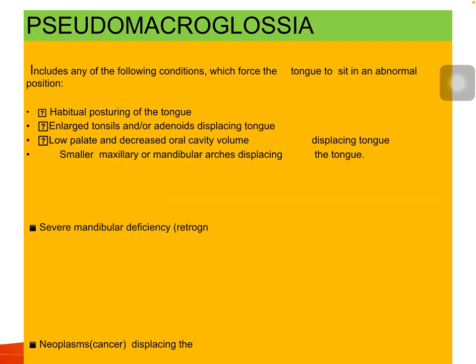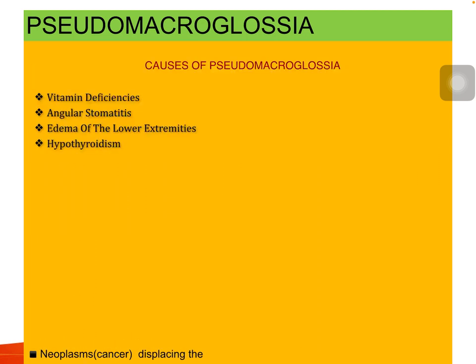Pseudomacroglossia. Pseudomacroglossia includes any of the conditions which force the tongue to sit in an abnormal position, such as habitual positioning of the tongue, enlarged tonsils or adenoids displacing the tongue, low palatal vault and decreased oral cavity volume displacing the tongue, smaller maxillary or mandibular arches displacing the tongue, severe mandibular deficiency or retrognathic mandible, or neoplasms or cancers of the oral cavity causing displacement of the tongue anteriorly.